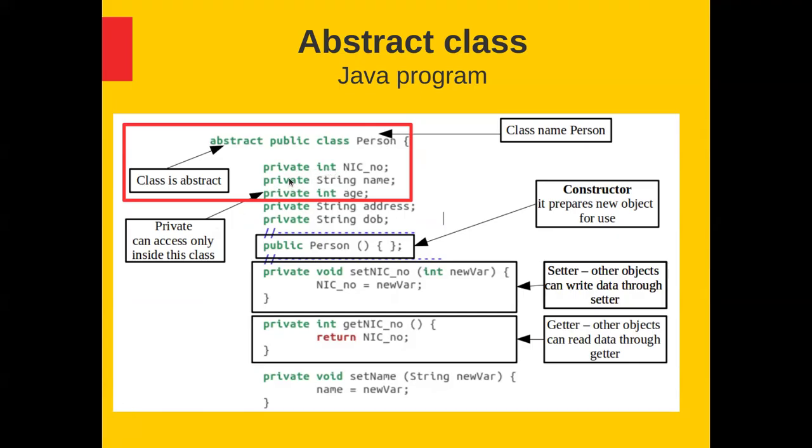Private becomes these variables cannot be accessed by any other object. If it is public, other objects can access these variables. This is called a constructor. It prepares a new object for use.